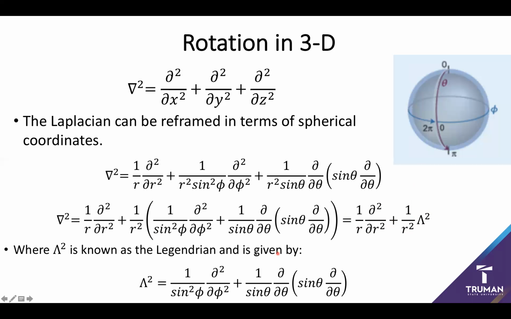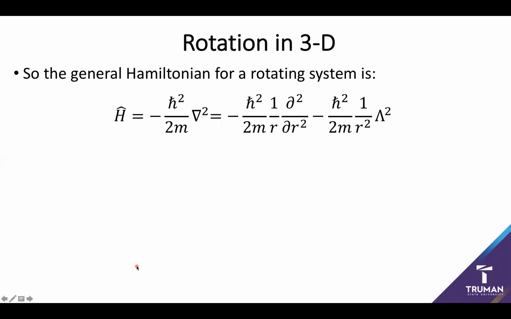However, one of the nice things is that the Legendrian does give us a fairly condensed way of representing a general Hamiltonian for a rotating three-dimensional system. So we can take our general equation, which gives us the kinetic energy for any three-dimensional system. We break it into this radial portion, which honestly doesn't look too bad. And then we use this angular portion, which again has a lot of similarity to what we've seen before.